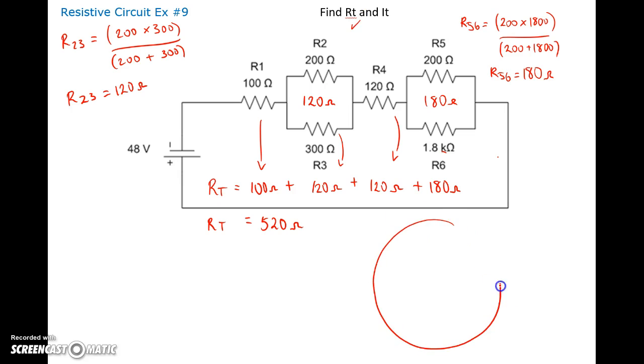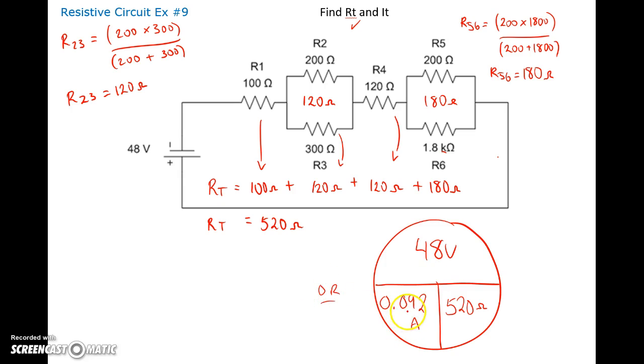So in this case we have 48 volts. We have 520 ohms. And if you take 48 divided by 520, it gives you a current of 0.092 amps. Or we could say 1, 2, 3 decimal places. It's essentially 92 milliamps. Excellent.